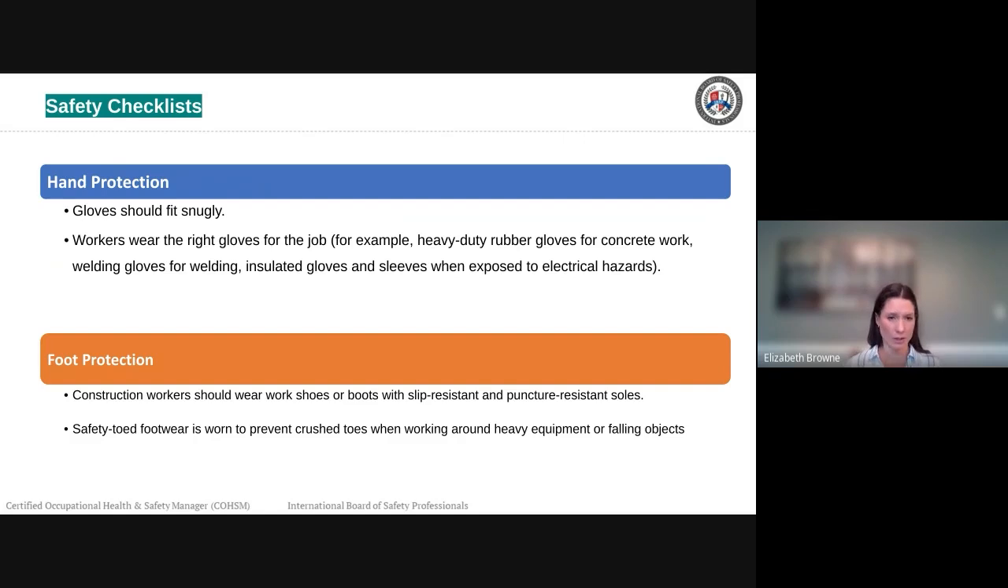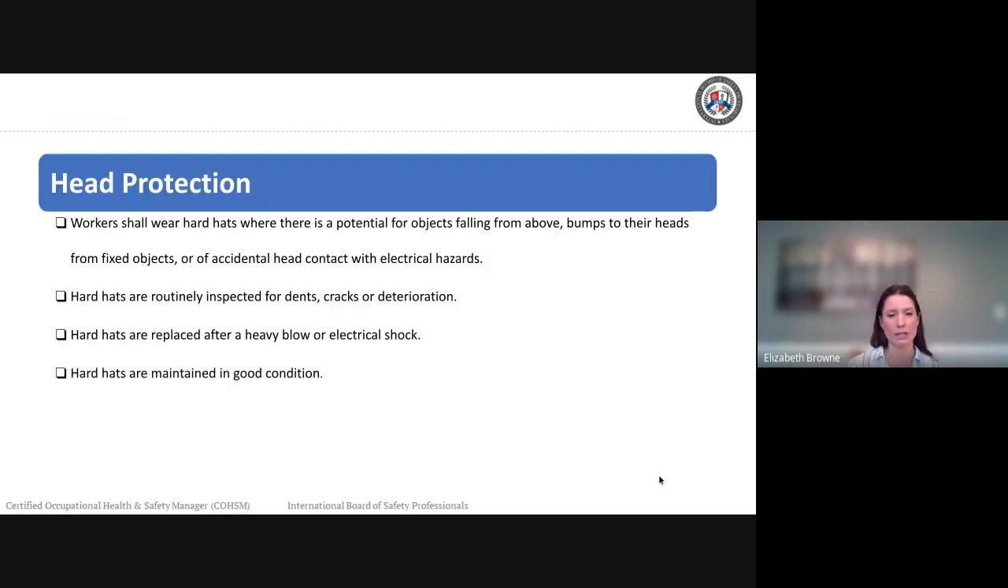Hand protection: are employees wearing gloves that fit snugly, and are they wearing the right gloves for the job? So, making sure we're wearing welding gloves when we're welding, making sure we're wearing heavy duty rubber gloves for concrete work. Foot protection: construction workers should wear work shoes or boots that have slip resistant and puncture resistant soles. Safety toed footwear should be worn to prevent crushed toes when working around heavy equipment or falling objects.